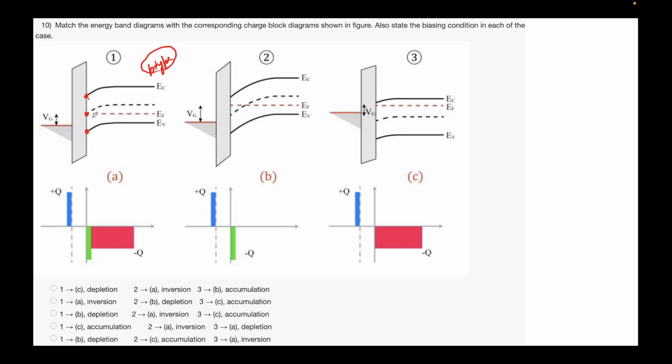You can see the distance between EF and EV has increased as you move from bulk to the surface, right? This means you must have applied a positive potential to the gate. Then only the holes will be repelled away, correct? If you have applied a positive potential to the gate, this means essentially you are putting a plus Q charge. So first of all, you have identified that this is in depletion.